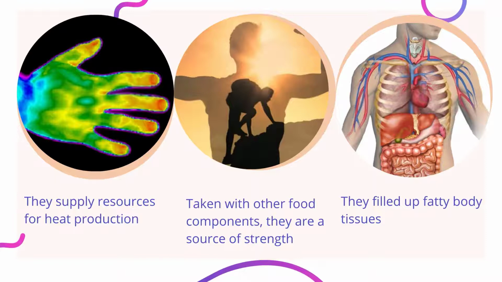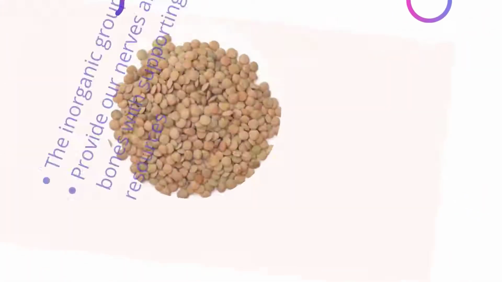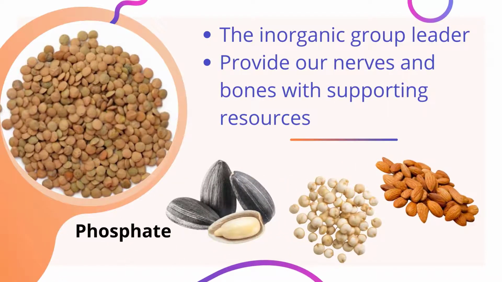Nitrogen food elements boost the brain, nerves, muscles, and the body's most highly invigorated and functional tissues, and act as a catalyst for tissue modification. Therefore, a nutritional deficit in these elements is an unhealthy food. Phosphate, the inorganic group leader, helps to provide our nerves and bones with supporting resources in potash, lime, and soda carbonates.